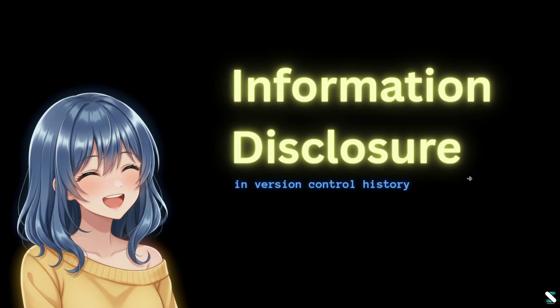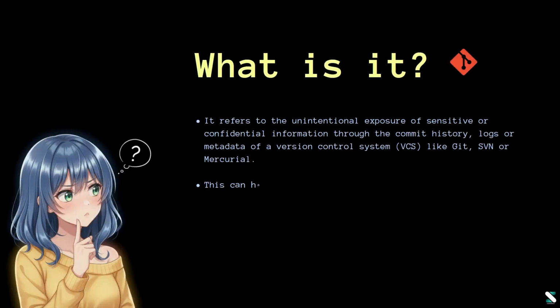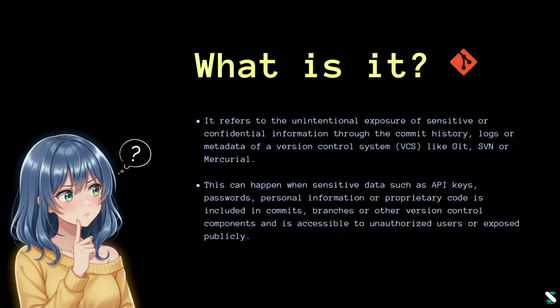So today we'll be discussing information disclosure in version control. Let's understand what it is. It refers to the unintentional exposure of sensitive or confidential data through the commit history. The confidential or sensitive data can be anything: your password, any kind of key. It is exposed through the commit history, logs, or metadata of a version control system, which is VCS.